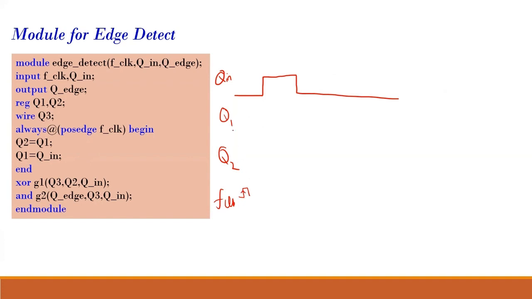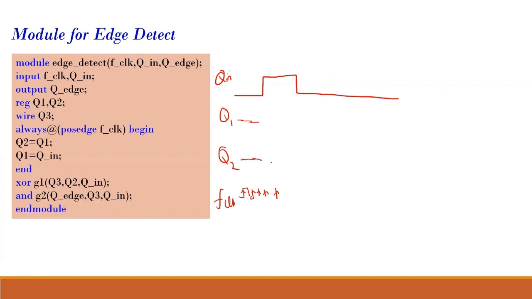Assume Q1 has the value 0 and Q2 also has the value 0. When my F clock comes, Q2 will be assigned the value of Q1. Since Q1 is 0, Q2 will continue to remain 0. And Q1 will be assigned the value of Qn. Since Qn is 0, it will continue to remain 0. Another clock comes, another clock comes, and it will continue to remain like this.